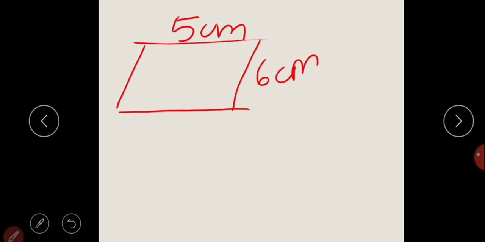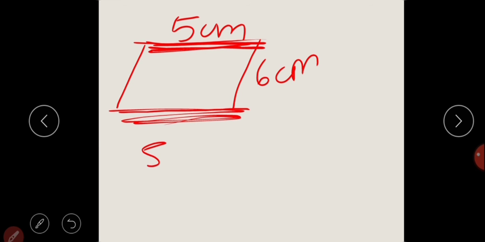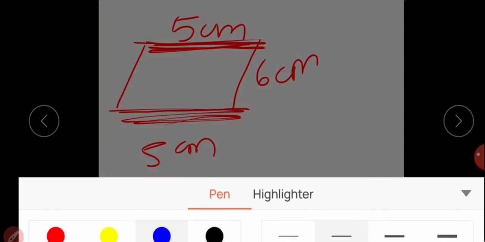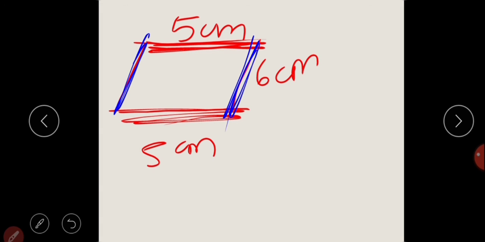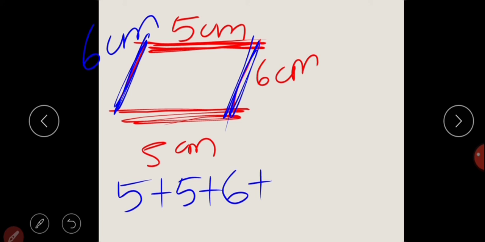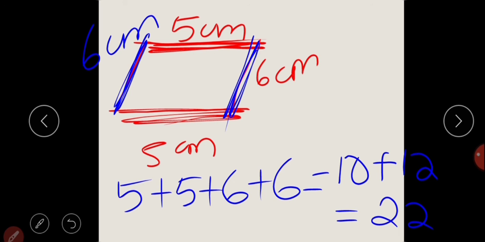So that is going to be the perimeter of this parallelogram. I'm going to add this side. I know that this side is 5, so this side will also be 5 centimeters. If this side is 6, this side will also be 6 centimeters. So basically 5 plus 5 plus 6 plus 6. So 5 plus 5 is 10, 6 plus 6 is 12. So 10 plus 12 is actually 22 centimeters only. We will not make it centimeter square as we are only adding the values. So we haven't multiplied. It will simply be there as centimeters.